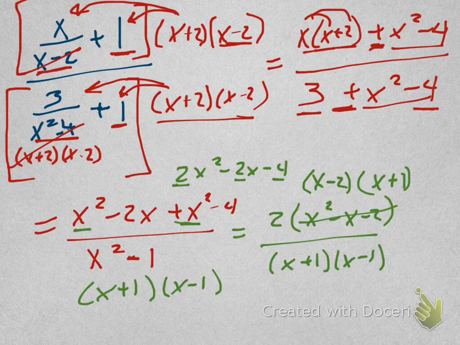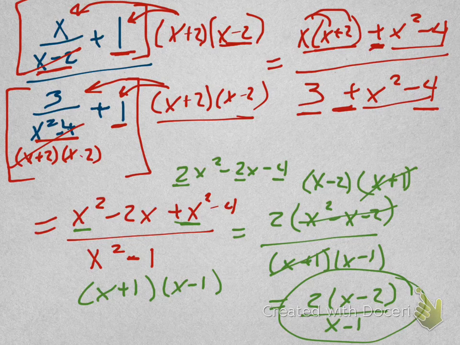And now what can cancel? Boom, boom. My answer is simply 2x minus 2 all over x minus 1. There's your answer. You can check your answer. Let me show you a little quick, cool way to check it.